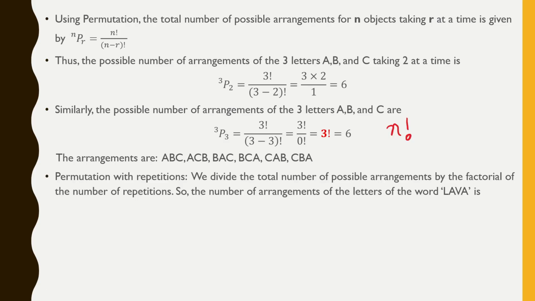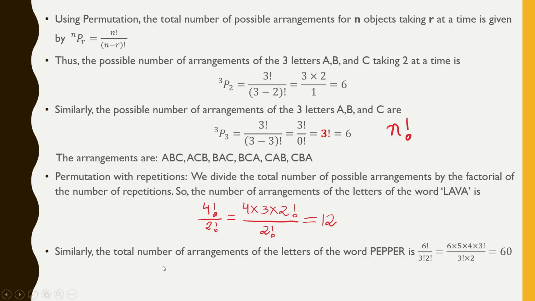Now, permutation with repetition. Here the letters are non-repeating. A is occurring once, B is occurring once, C is occurring once. Suppose the letters or the objects are repeated, then we divide the total number of arrangements by the factorial of the number of repetitions. So the number of arrangements of the letters of the word LAVA: there are 4 letters, so it will be 4 factorial. But since A is repeated twice, we have to divide this by 2 factorial. So the total number of arrangements is equal to 12.